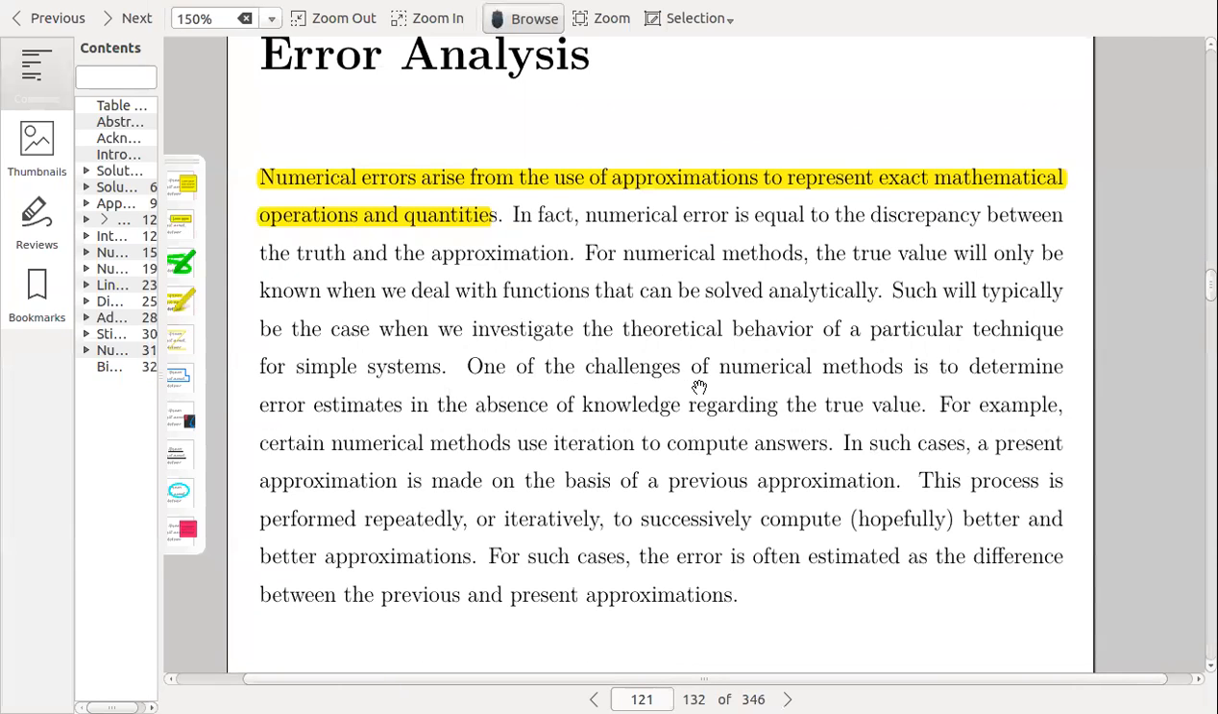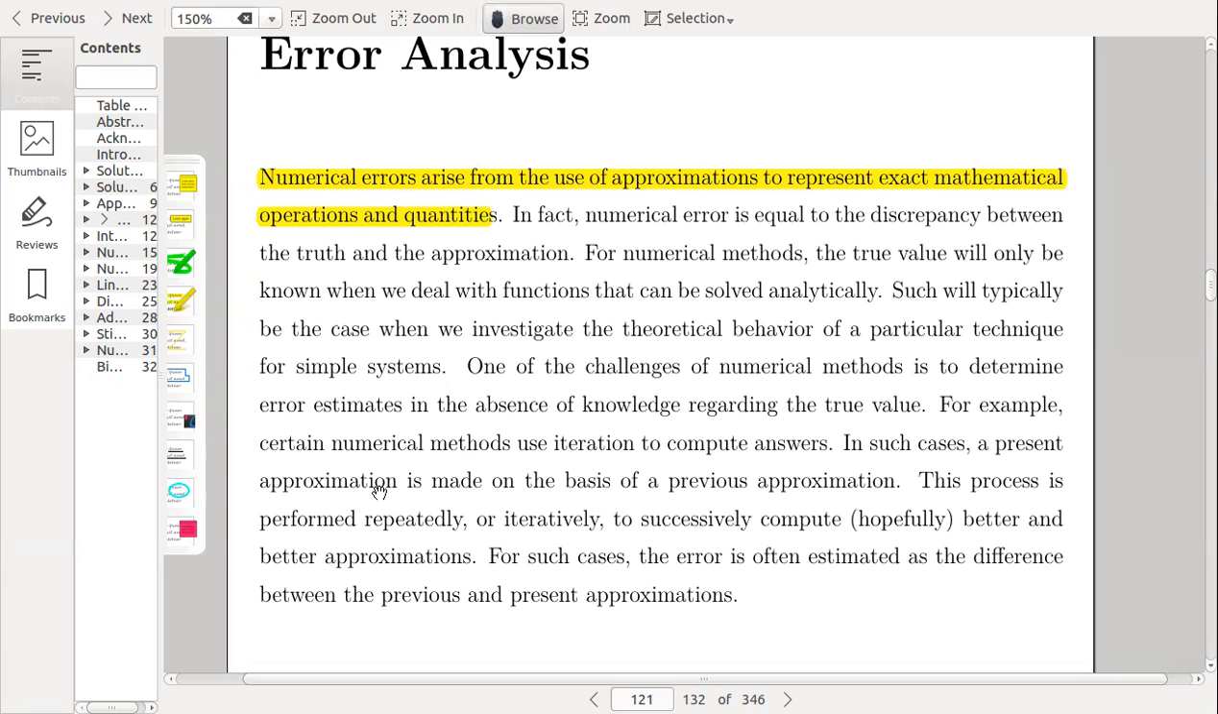One of the challenges of numerical methods is to determine error estimates in the absence of knowledge regarding the true value. So there is still a challenge in numerical methods: how we can determine error estimates in the absence of knowledge about the true values. This problem has not yet been solved, but maybe we will solve it in the future.